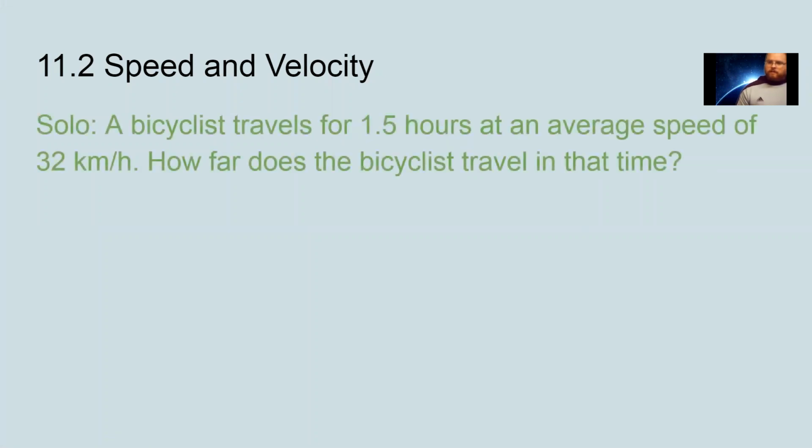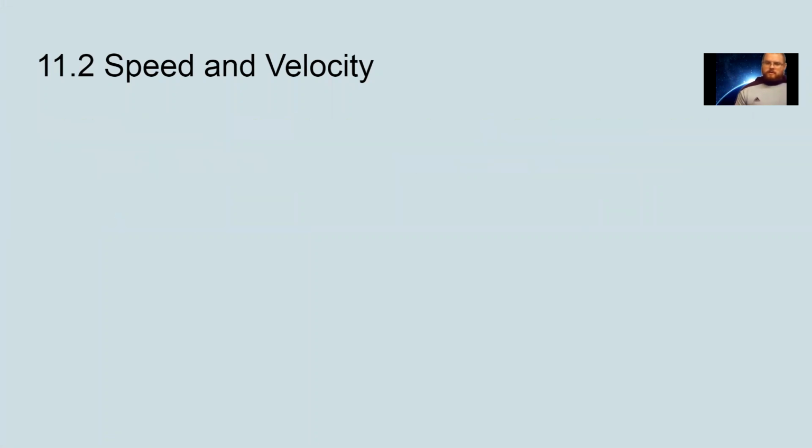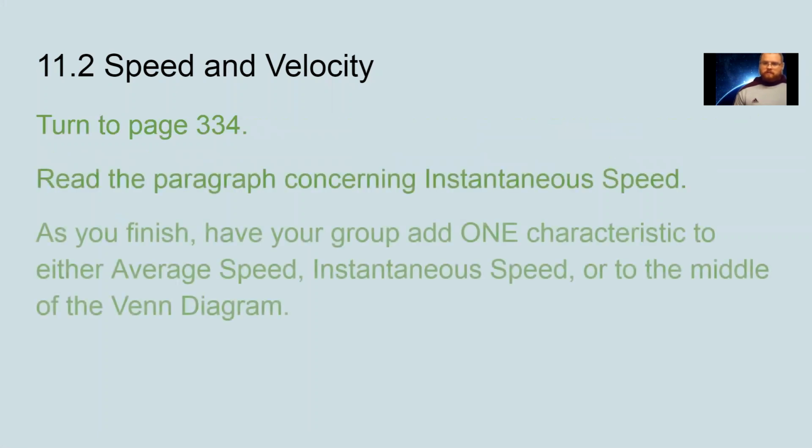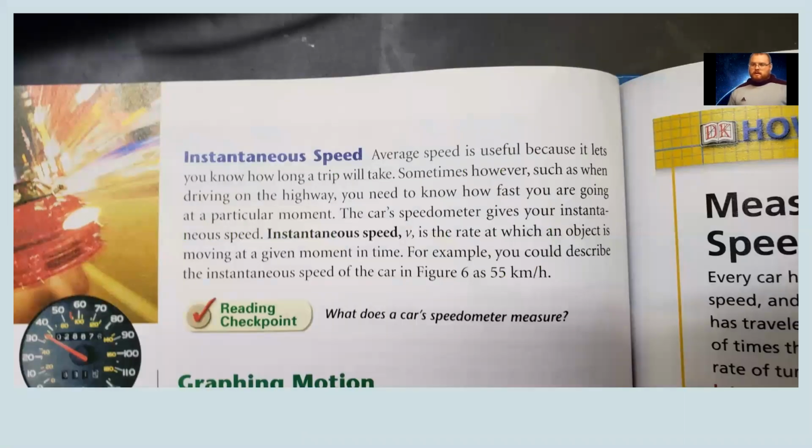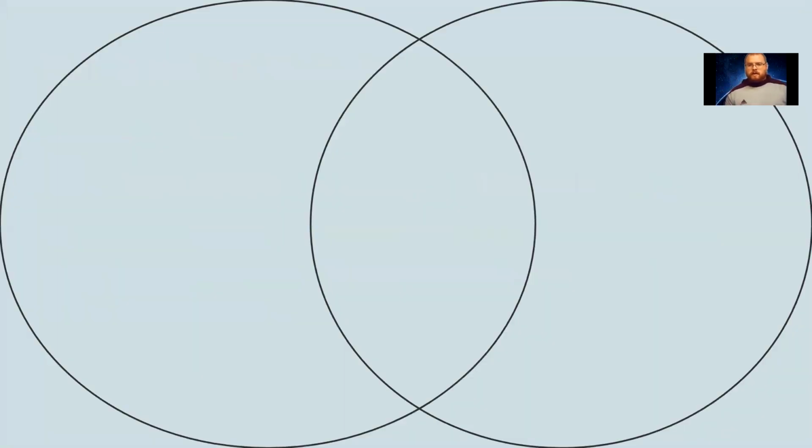There's some more practice problems. I'm not doing that for the note check. If you want to work on them. All right, you can turn to page 334, read the paragraph concerning instantaneous speed. As you finish, have somebody in your group, well, it's just going to be you today, add one characteristic to either average speed, instantaneous speed, or in the middle of the Venn diagram. All right, there's the reading located right there.